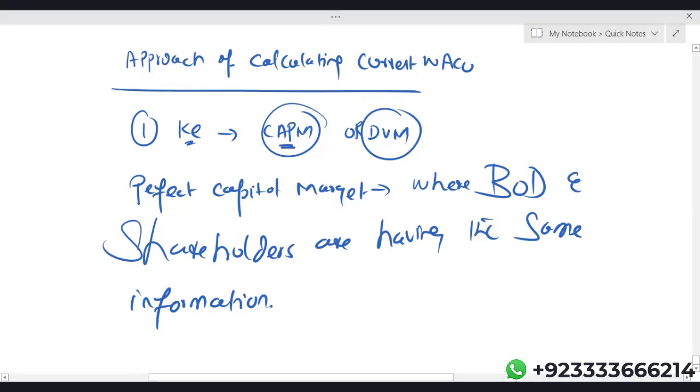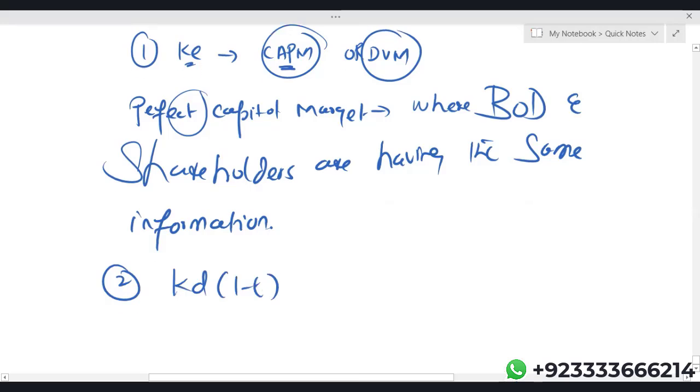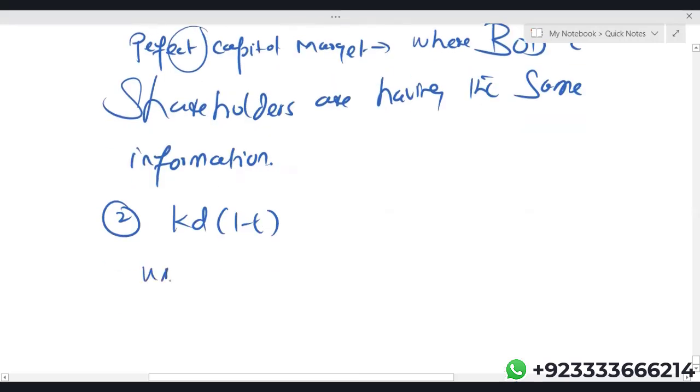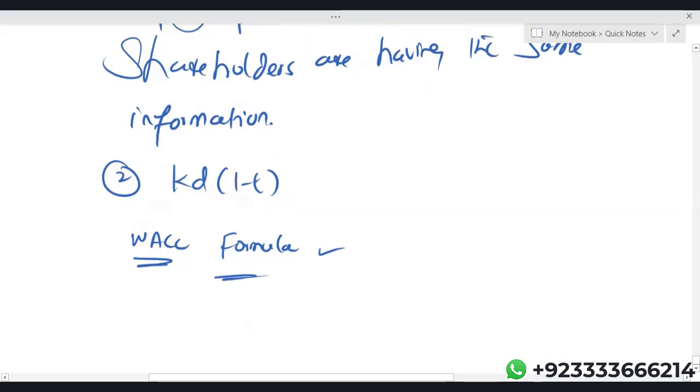Let's say you have calculated the KE. We'll come to KD(1 minus T) also. Let's say you have calculated KD(1 minus T) also. Then by using the WACC formula, we will simply calculate the WACC. So just calculate KE, then KD(1 minus T), and then use the WACC formula.